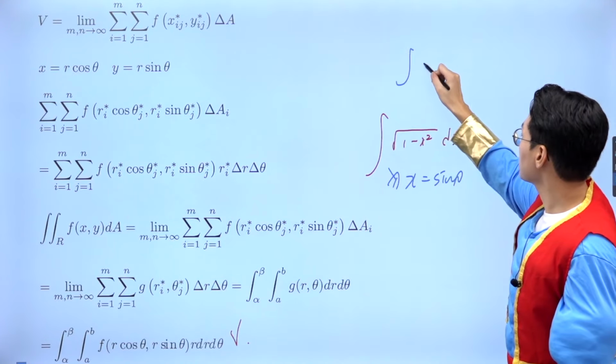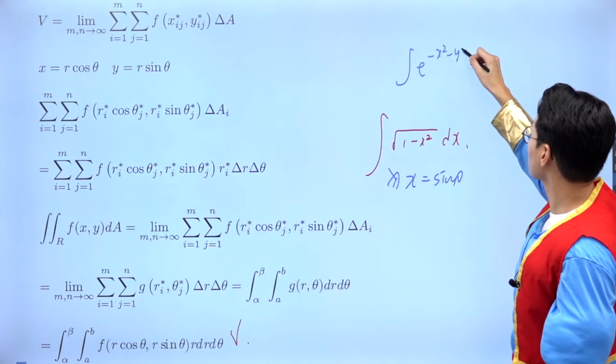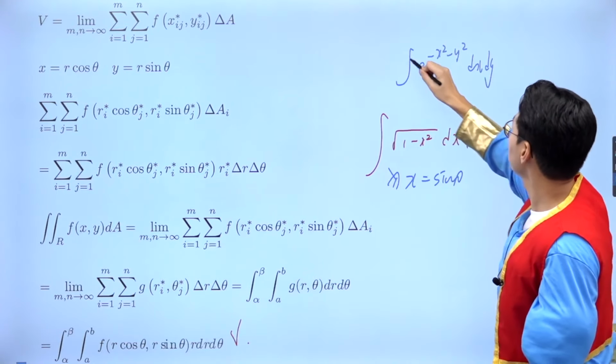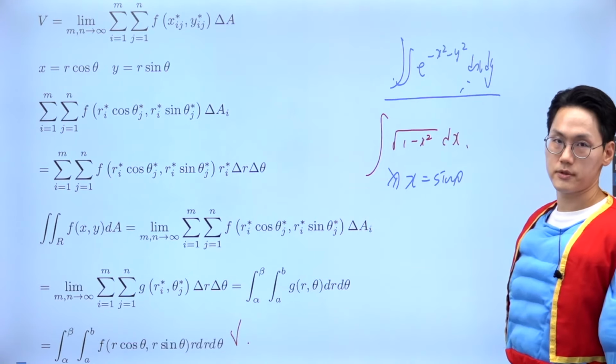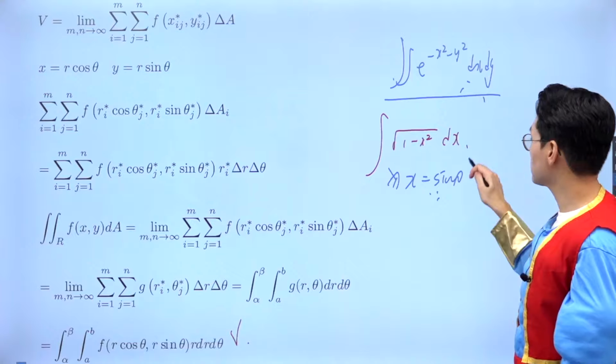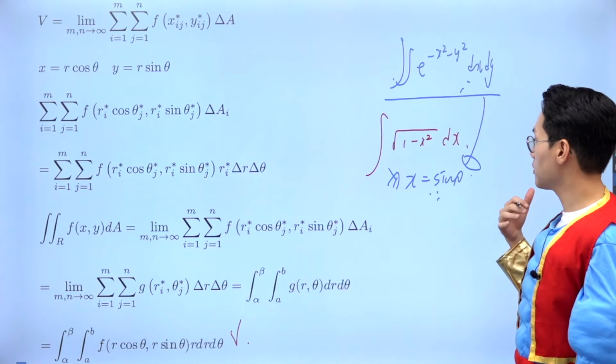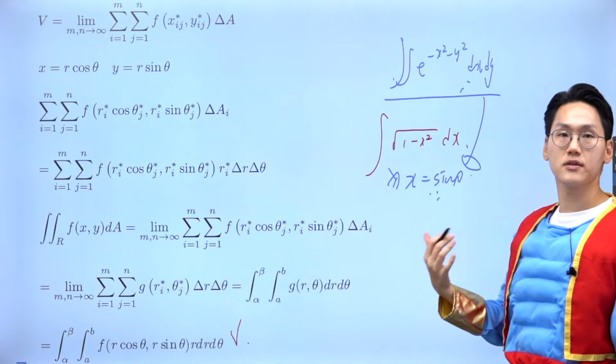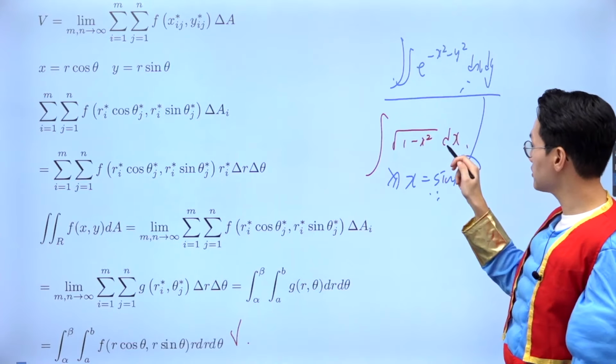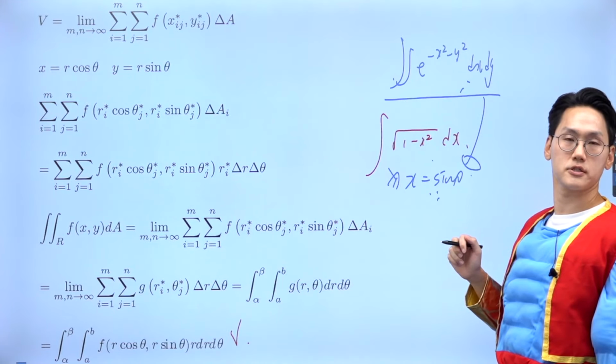And that's what I'm merely trying to do. When I'm trying to integrate e to the minus x squared minus y squared dx dy, the double integral, maybe it's not easy to do it in terms of x and y. That's why I'm trying to change into the circular coordinate and see if it's going to solve better, just like you did for the integral of the square root of 1 minus x squared dx.